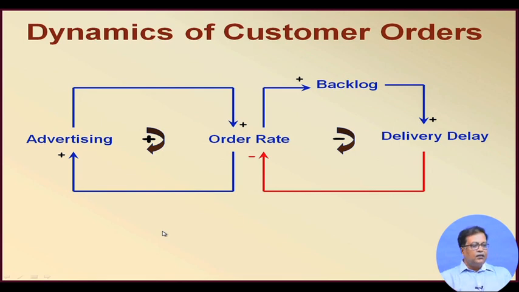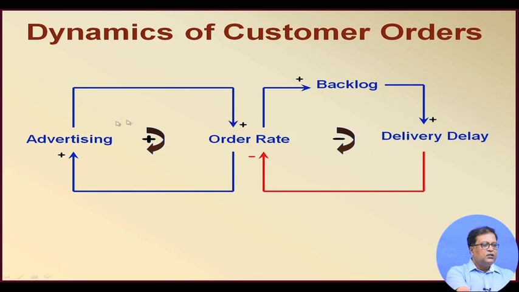Look at some examples. Here is one example, that with more advertising, more orders, more advertising. So, it goes, and then we have what is known as a feedback loop. This feedback loop is positive, because you see more advertising, more orders, more advertising. Again more advertising, even more order rate. So, things are increasing, reinforcing.